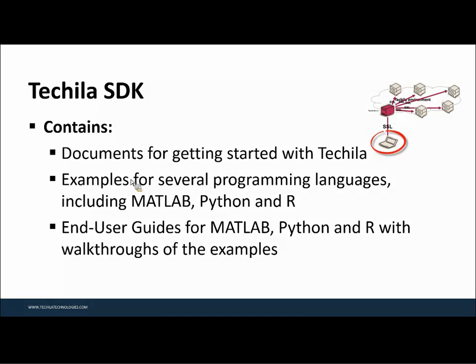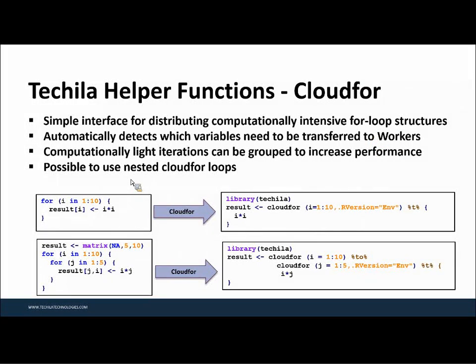And in the Techila SDK, there is the Techila R package. The Techila R package contains a couple of helper functions. The first one I'd like to briefly discuss is the Cloud for helper function I used during the demo. This Cloud for function can be used to replace computationally intensive for loop structures so that the iterations are executed in the Techila environment instead of on your own computer. I have a couple of examples here that illustrate the local version by using a standard for structure and the Cloud for equivalent version where the operations will be executed in the Techila environment.